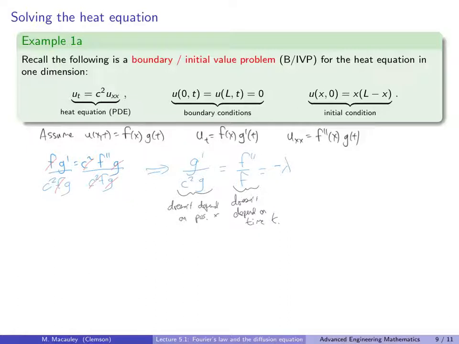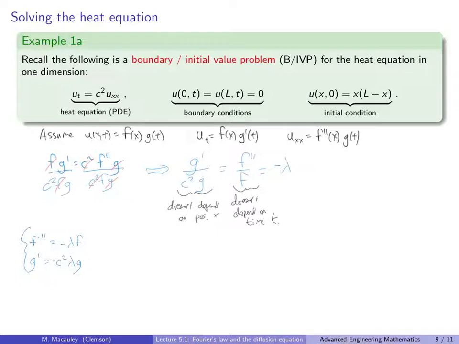So what does this tell us? Well, this tells us that we actually have two equations. One of them we set the g's equal to lambda, and then we set the f's equal to lambda. So the first equation we get is that f double prime equals negative lambda f. And the second equation is g prime equals negative c squared lambda g. So now we have two ODEs.